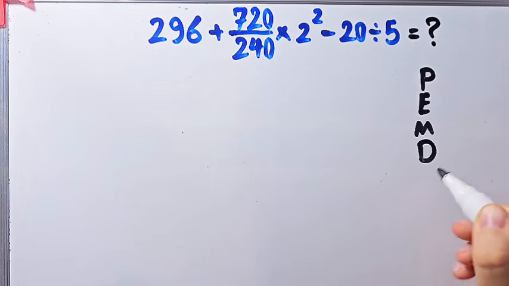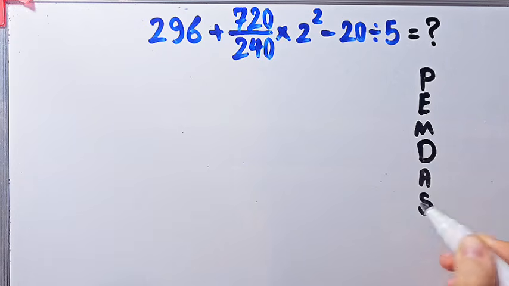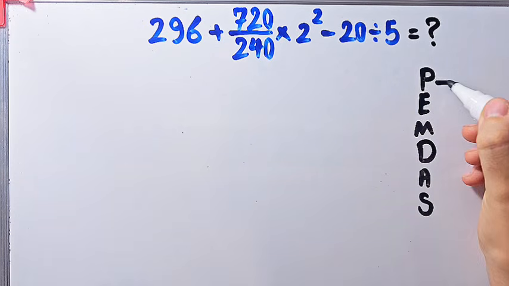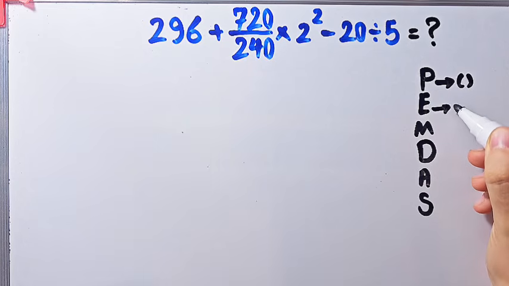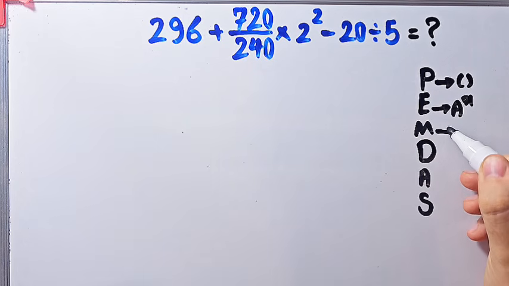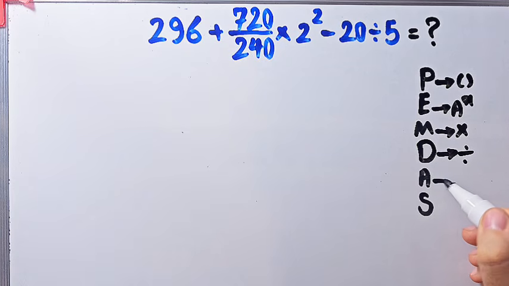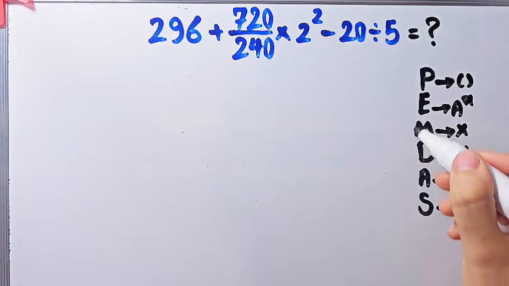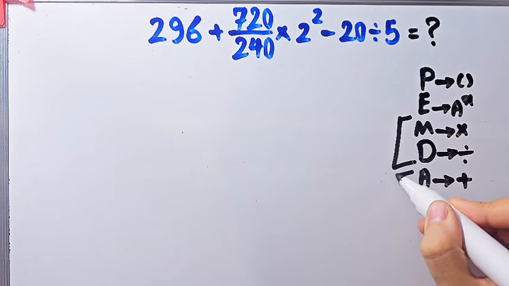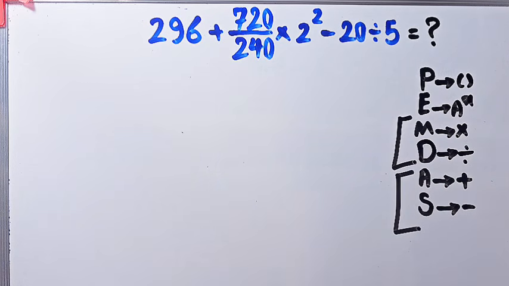PEMDAS shows the priority of the mathematical operations, and if you don't pay attention to the PEMDAS rule, you get the wrong answer. In this rule, P stands for parentheses, E stands for exponent, M stands for multiplication, D stands for division, A stands for addition, and S stands for subtraction. As you know, multiplication and division have the same level of priority. Also, addition and subtraction have the same level of priority. When we have both in an expression, we start from the left and simplify the question.